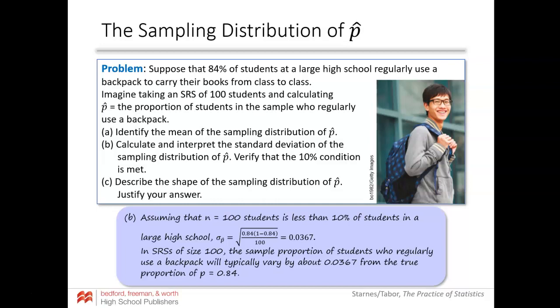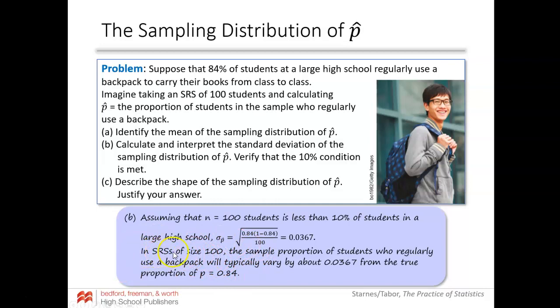The sample proportion of, and then again, students is from this problem, but it might be something else in another problem, of students who regularly use a backpack. This is the part that's never going to change. Will typically vary by, and then here, this will change, 0.0367, from the true proportion of, always the same, and then we write in whatever the true proportion is.